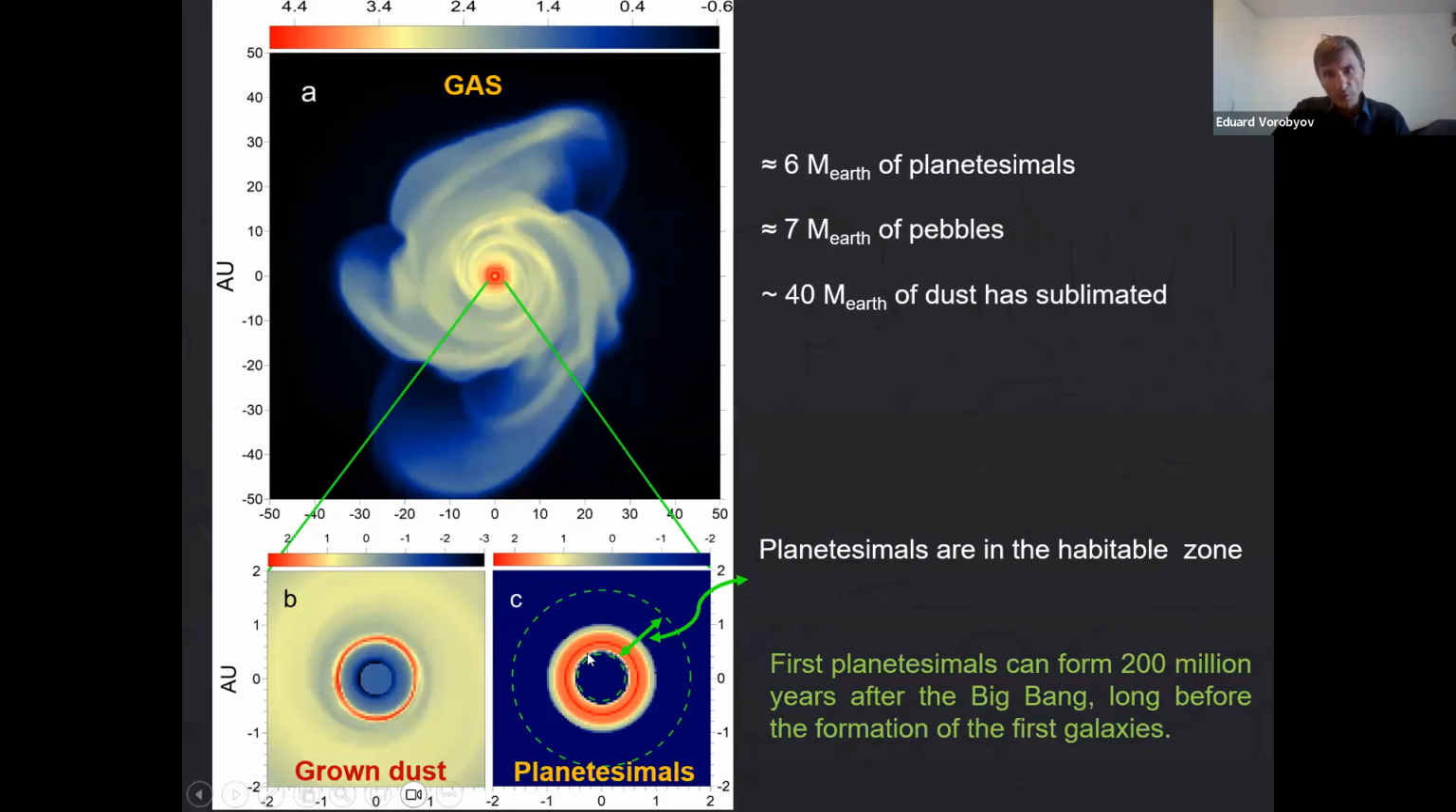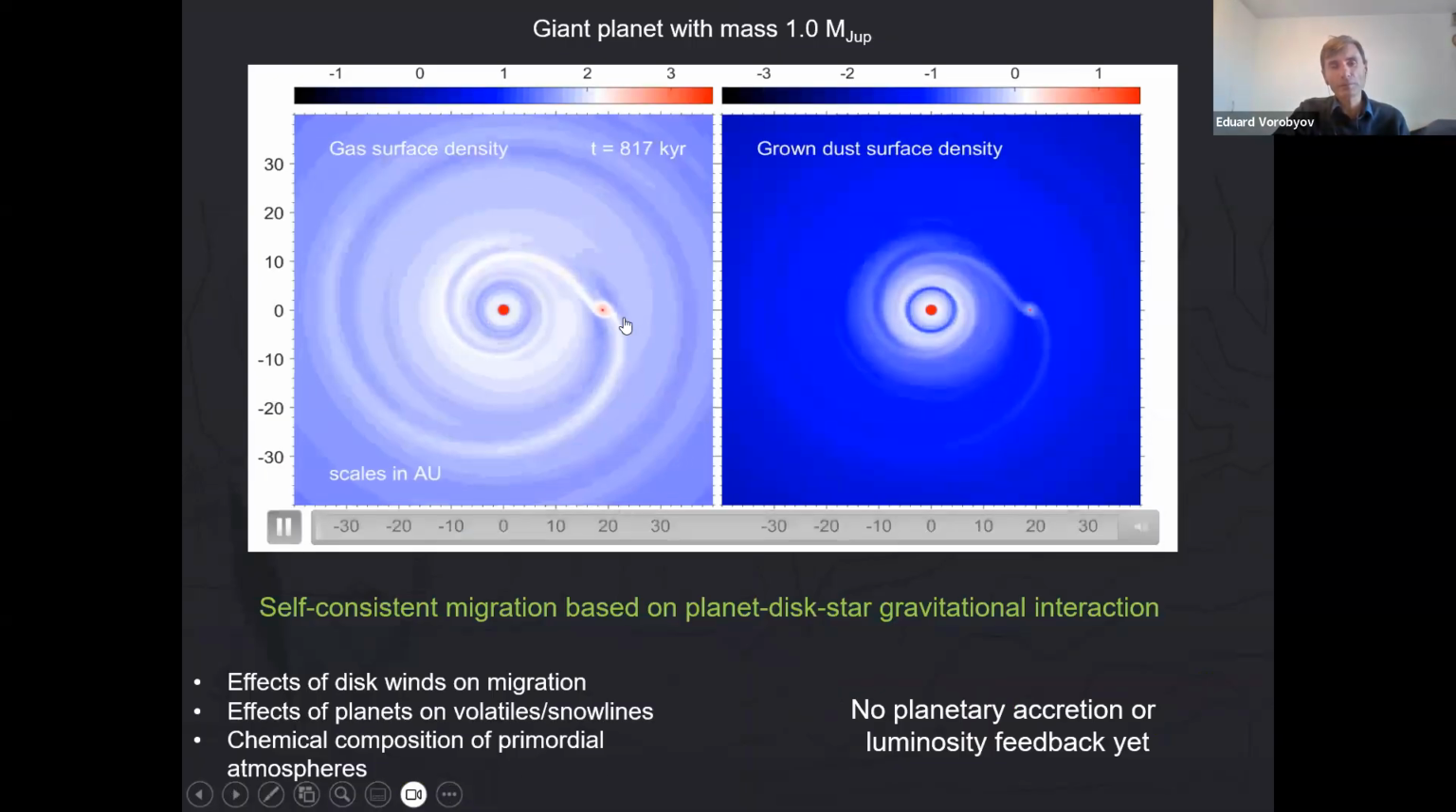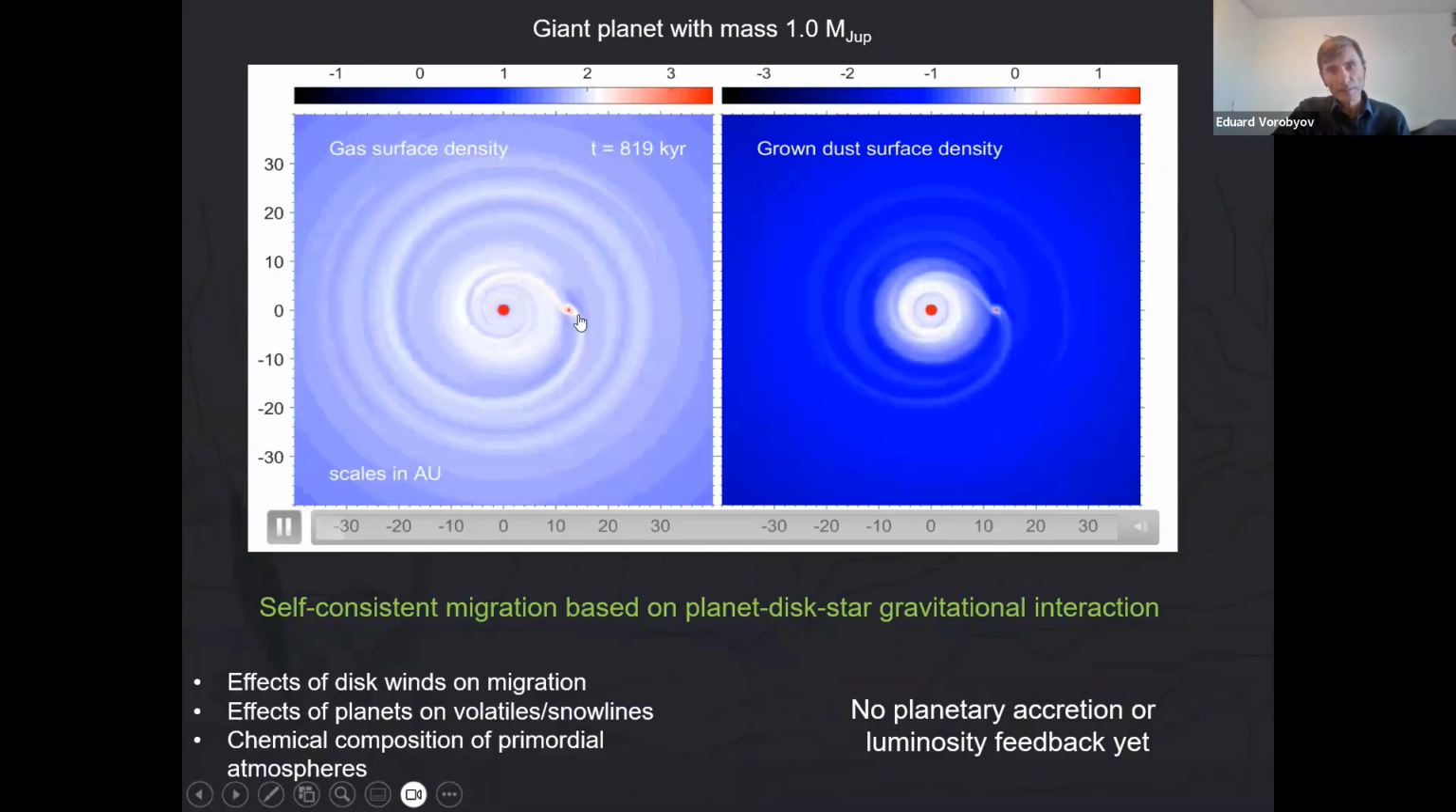And what is most interesting, that these pebbles actually form in the habitable zone of the star, which has a mass of about 0.7 solar masses. So basically, the first planetesimals can form 200 million years after the Big Bang, before really the formation of the first galaxies. And a final thing that we can do, but we have never really published anything, it's just a dormant feature of FEOSAD. We can study planetary migration.